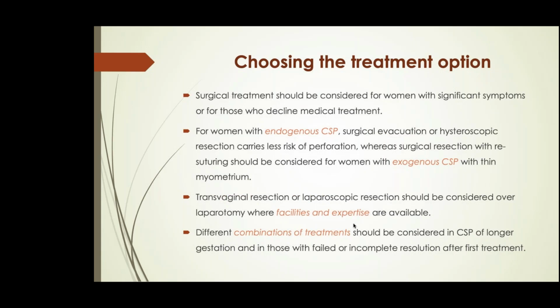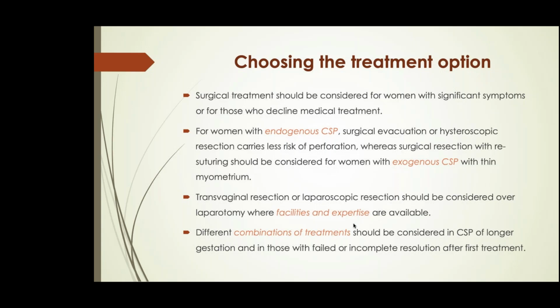Surgical treatment should be considered for women with significant symptoms or for those who decline medical management. For women with endogenic scar pregnancy, surgical evacuation or hysteroscopic resection carries less risk of perforation, but hysteroscopic resection should only be done by experienced individuals, of course. Whereas surgical resection with resuturing should be considered for women with exogenic scar pregnancy and thin endometrium.